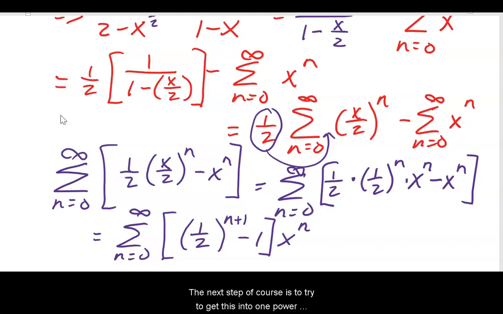The next step, of course, is to try to get this into one power series form. In other words, to rewrite it as a single power series. To do that, I can simply drop the second power series notation and write it as minus x to the n. I also brought the 1/2 power, which was on the outside, to the inside for the first summand.